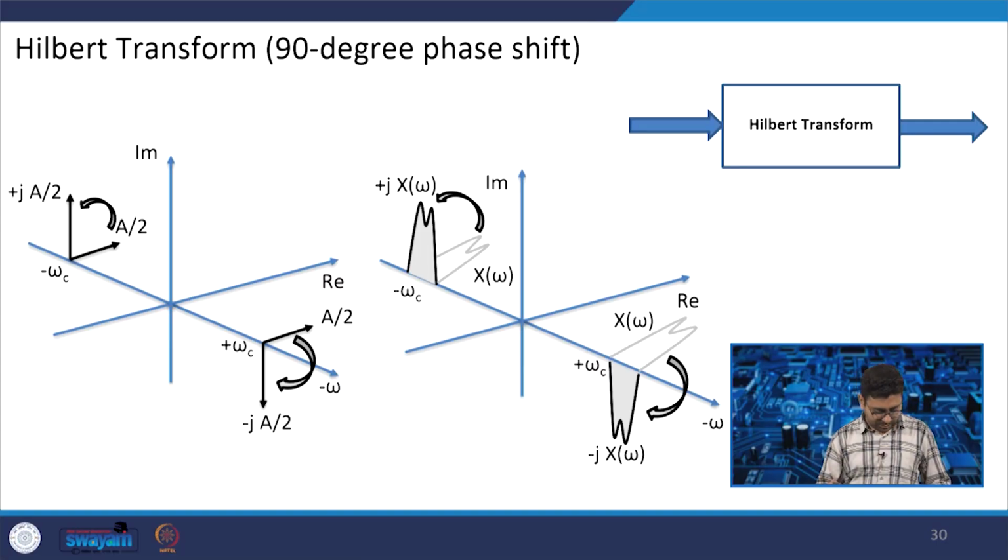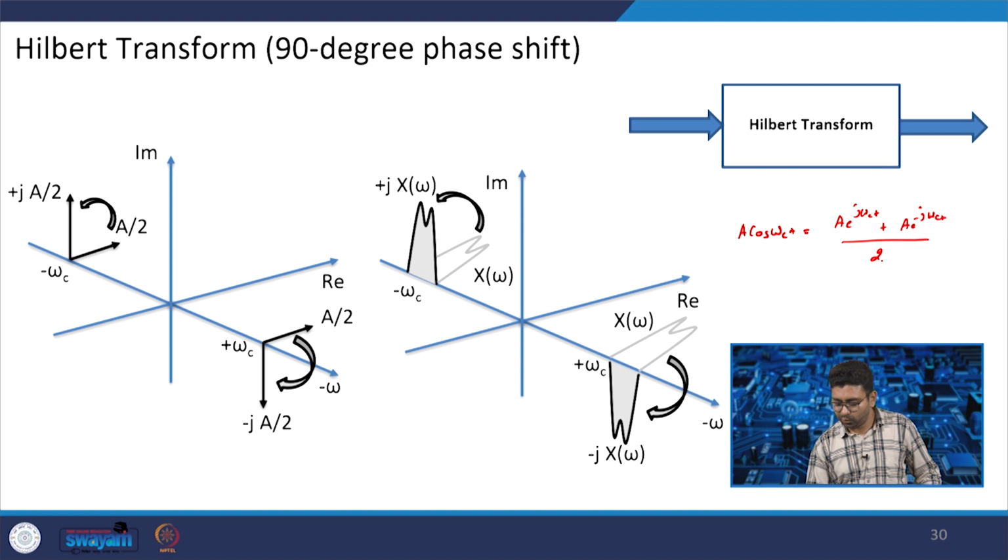For example, if there is a signal A cos omega_c t, then we can write it as A by 2 e raised to j omega_c t plus A by 2 e raised to minus j omega_c t. So your cos omega_c t has exponential terms, positive and negative, centered at omega_c, and the amplitude is A by 2.